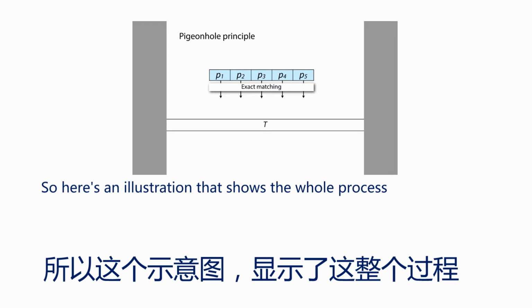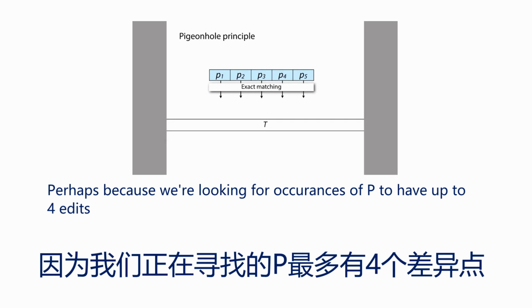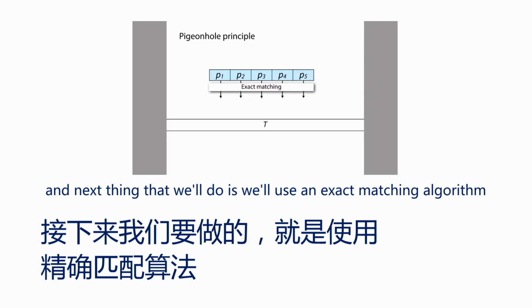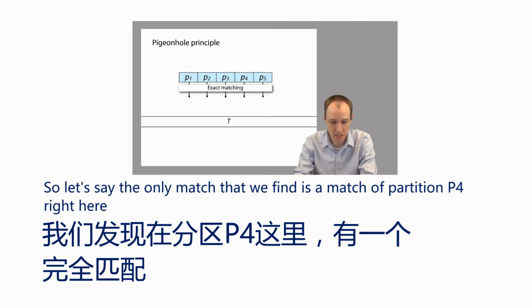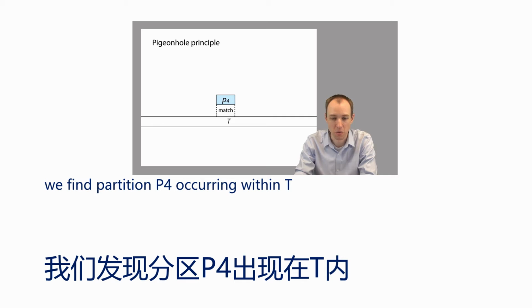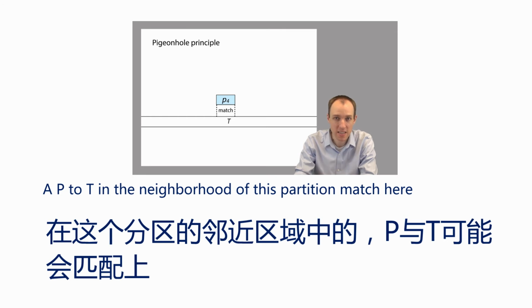So here's an illustration that shows the whole process. So let's say we've divided P into 5 partitions, perhaps because we're looking for occurrences of P that have up to 4 edits. And the next thing that we'll do is we'll use an exact matching algorithm, any exact matching algorithm, to find exact occurrences of each of these 5 partitions within T. So let's say the only match that we find is a match of partition P4 right here. We find partition P4 occurring within T. So that's our hint that there might be an approximate match of P to T in the neighborhood of this partition match here.